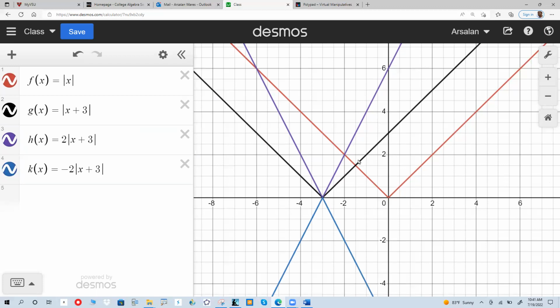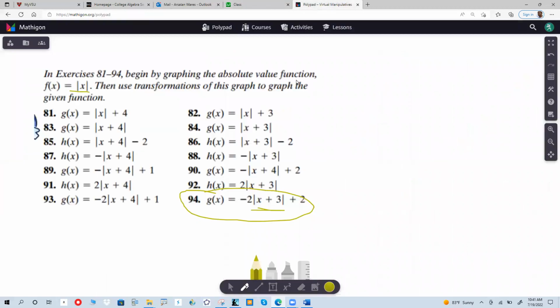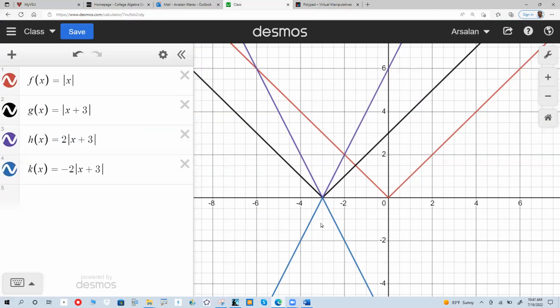Okay, I don't need the red one. I don't need the black one. I don't need the purple one. I'm only concerned about the blue one. What's happening? The last one is plus 2. So I'm going to take the blue one. Plus 2 will move it up 2 units.